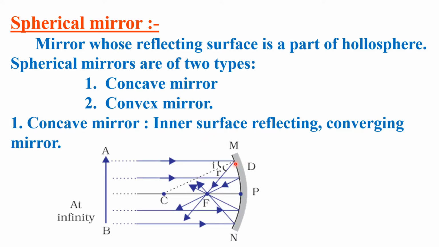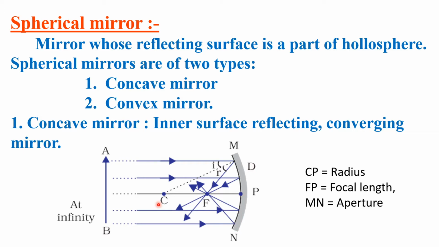See here the figure of the concave mirror. In this, the inner part, this side part is reflecting. Here you can see AB as the object. The rays of light are parallelly reaching the mirror, and after reflection all are meeting at a certain point. So this point is called as what? Focus. Now CP will be the radius of the curvature.